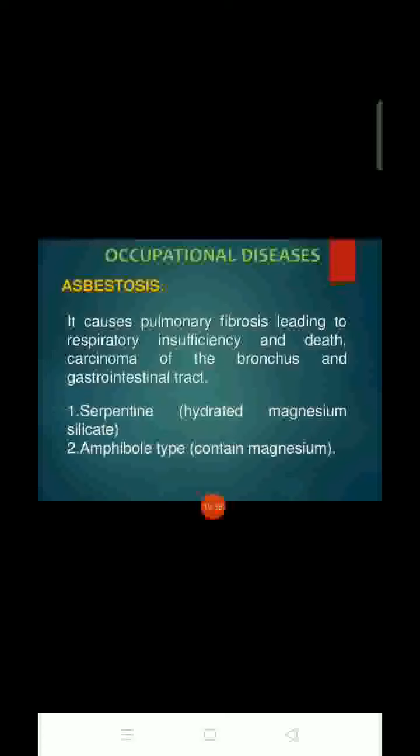It also causes carcinoma of the bronchus and the gastrointestinal tract. These kinds of symptoms will appear. Serpentine, hydrated magnesium silicate, and the amphibole type contain magnesium asbestos.